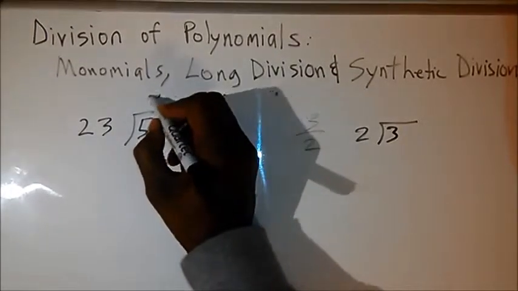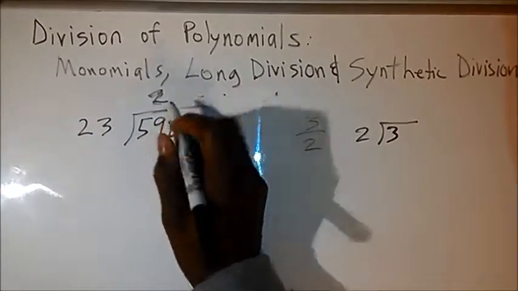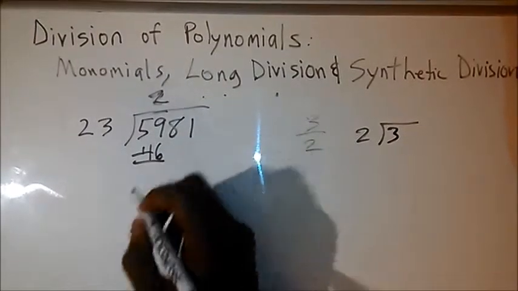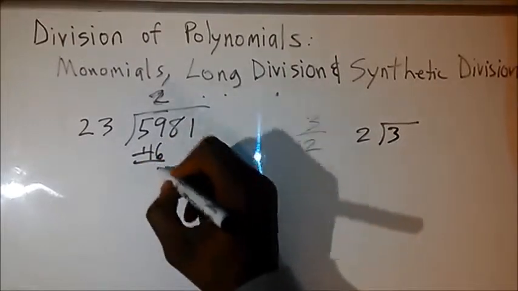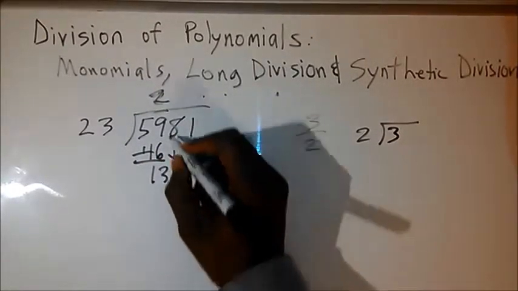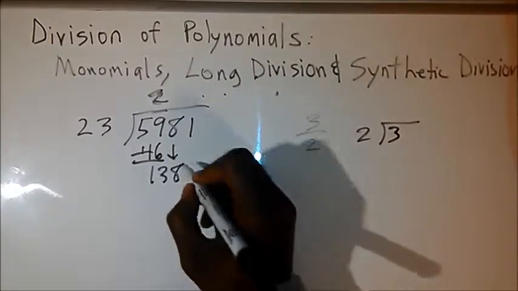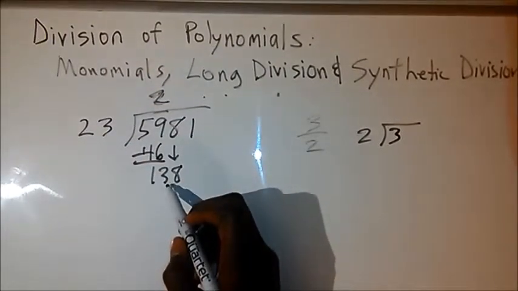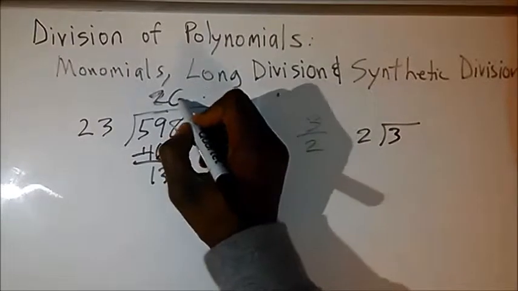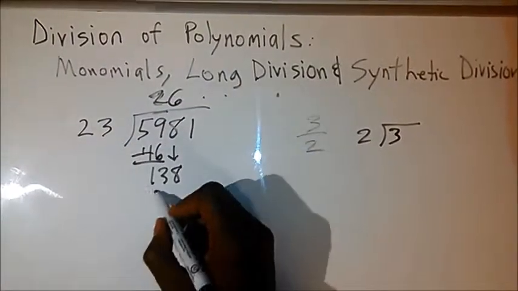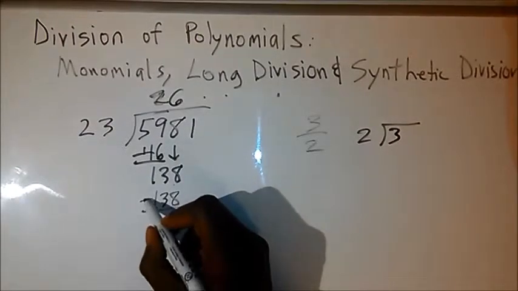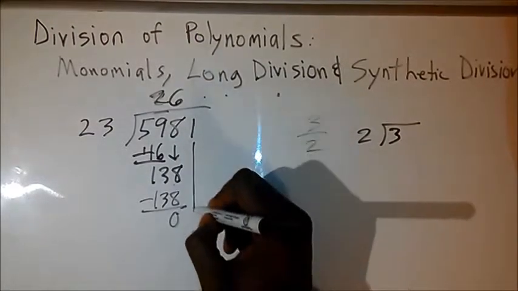Well, we can try 3, but it will be too high. So 2 times 23 is going to give us 46. That's going to give us 13. Bring down the 8. What times 23 equals 138? It's going to be 6. 6 times 23 is 138. We subtract it, and it's going to be 0. Carry down our 1.